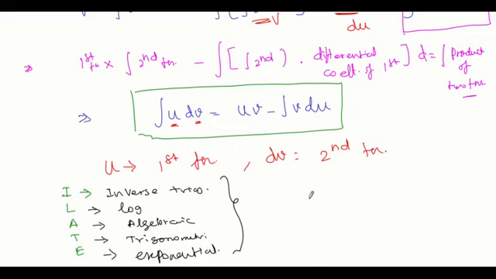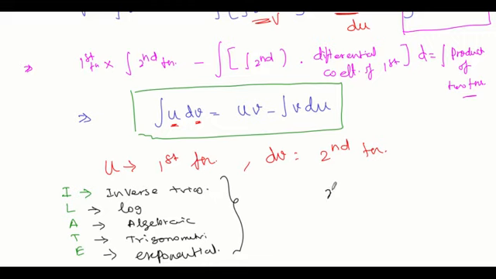I have to see the two functions, say x into sin x, e power x into sin x, like that. I'm just seeing the integrand part as the product. Then to select the first function, I have to see in this order. Whichever comes first in this order is the first function.